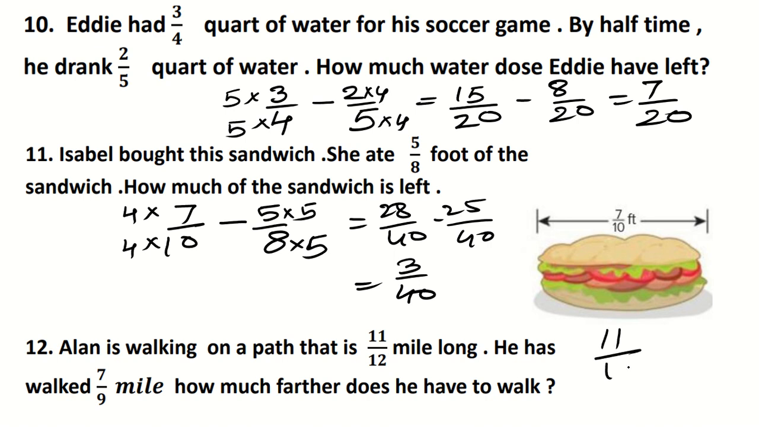11 over 12 was the total and he has walked this month. So minus 7 over 9. You can calculate this. Just I am giving you the hint. Okay. That what number you will multiply. So just multiply by 3 here, multiply by 4 here to make it 36. Okay.